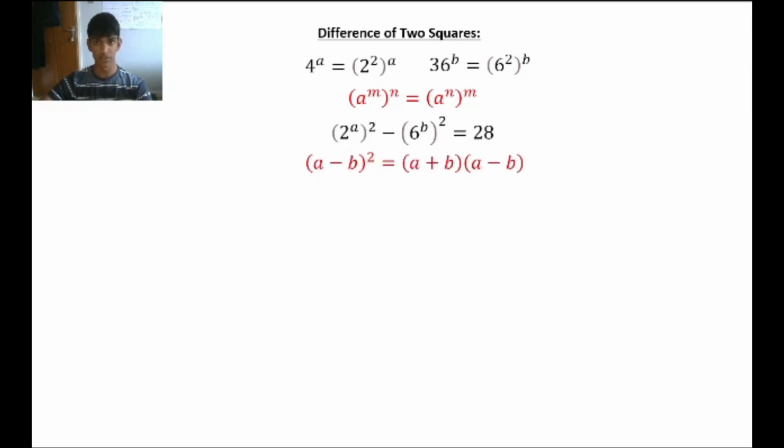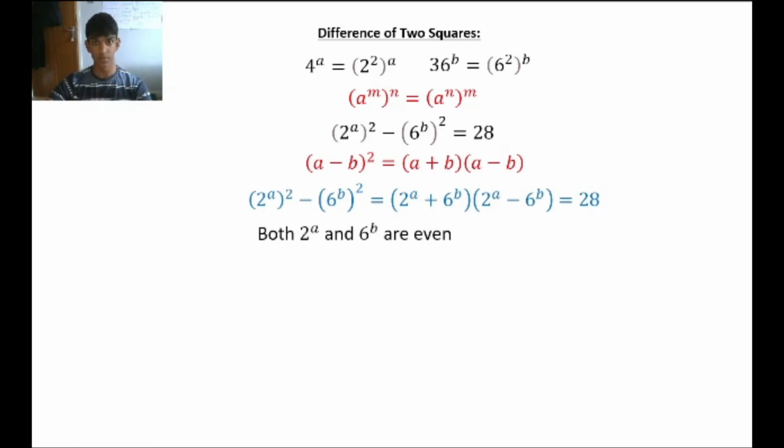And so this is the difference of two squares law. We can rewrite what I have just said and turn it into this: 2 to the power of a plus 6 to the power of b, multiplied by 2 to the power of a minus 6 to the power of b, all equal to 28 again.